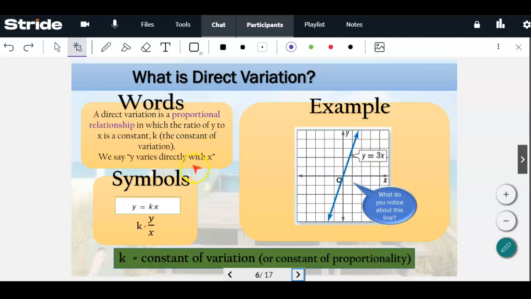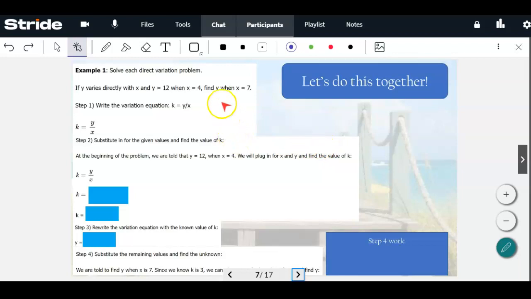So this really should look familiar. We've already been talking about this. The constant of proportionality is also the constant of variation for direct variation. y equals kx, and to find k, you divide y by x. So that's your note page. That's also in ClassKick.